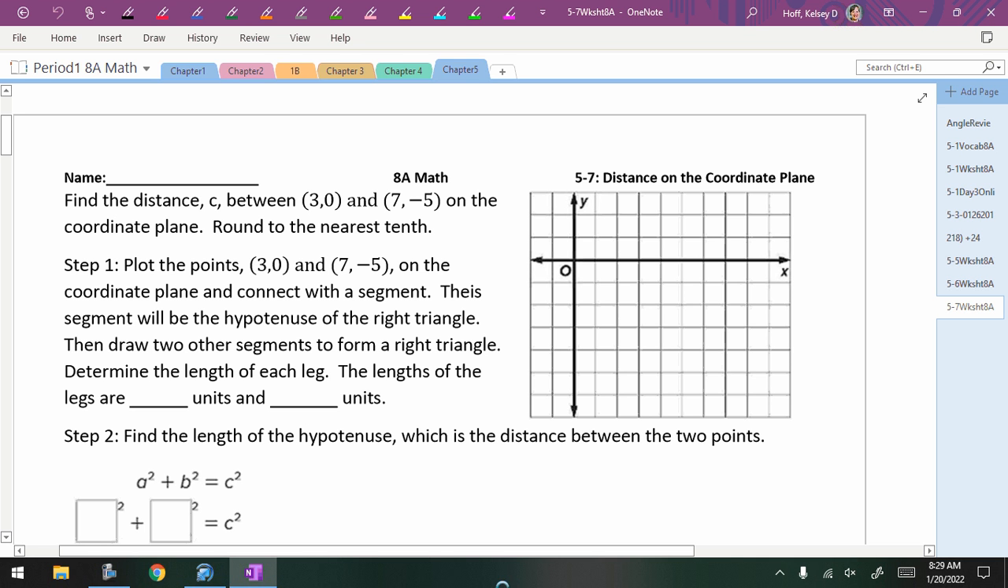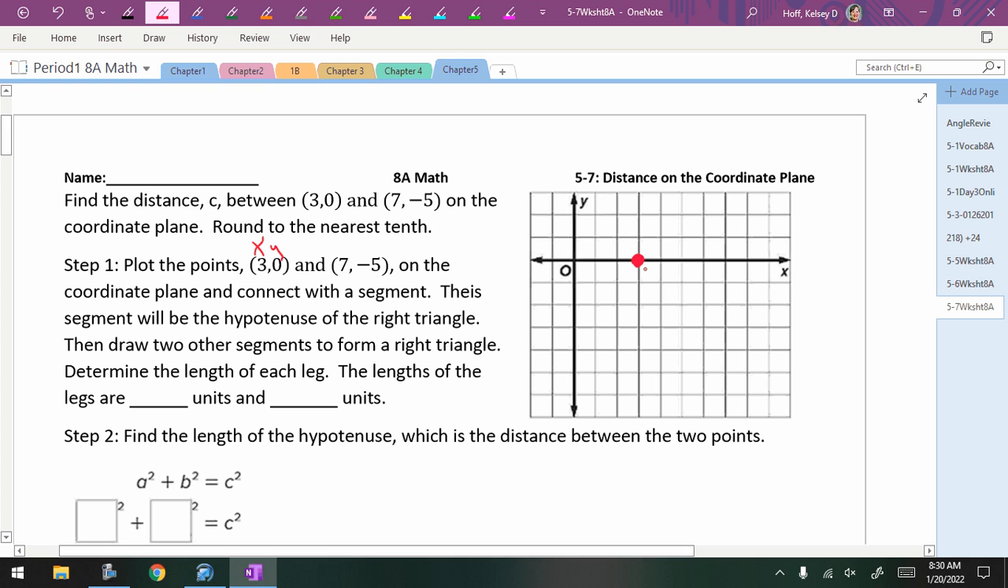I start in the center. How do I plot the point (3, 0)? I start at (0, 0). Liana? Right 3, and then the 0 tells me don't move beyond that, right? So right 3 and put a dot. That's my (3, 0). Okay?